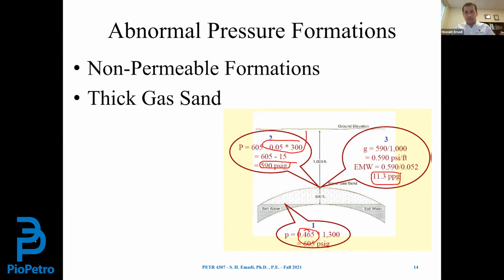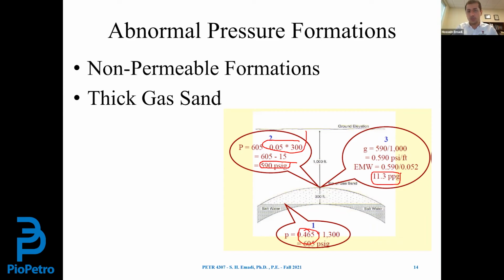So as you see, the way we calculated the pressure at the top of the gas cap was, first we calculated the pressure at the gas water contact and then subtracted the hydrostatic pressure due to the gas column. Someone may ask: we know that all the way from the surface down to 1,000 feet, we are dealing with a normal pore pressure gradient. Why don't we simply multiply 1,000 by 0.465 to calculate the pressure, which would be 465?